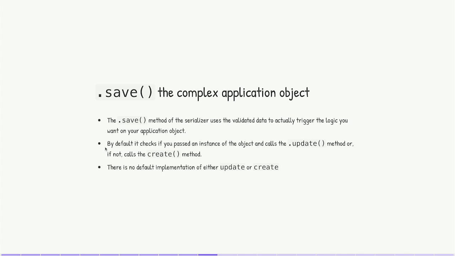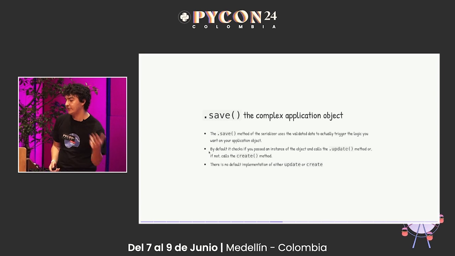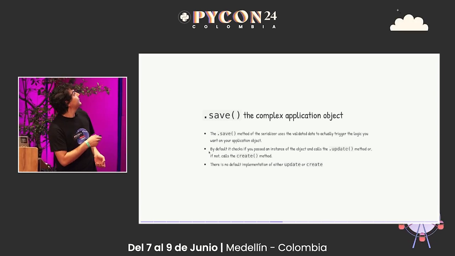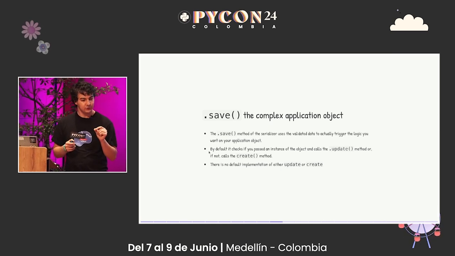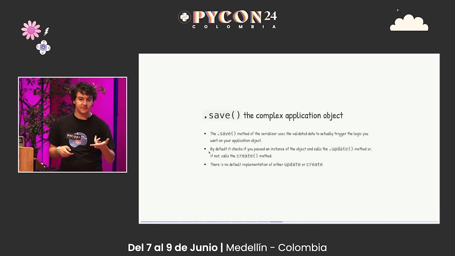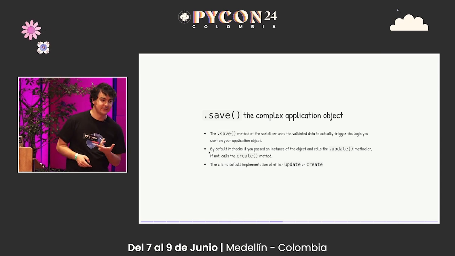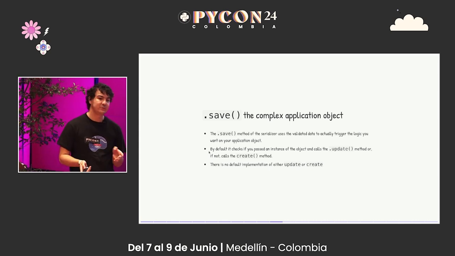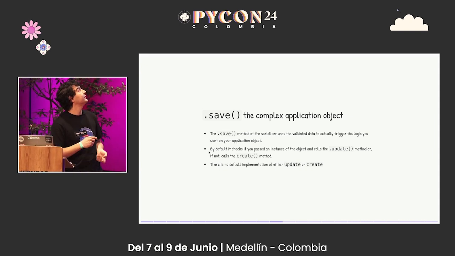And finally, there's the save method. The save method is where you take the validated data and turn it into a complex application object. Once again, usually it would be Django models. When you instantiate the serializer, if you had also passed an instance of the complex object, it will run the update method. In case you had not passed this instance, it would run the create method. The default implementation of the serializer has no implementation of update and create, so you need to add them if you want to, or you can override the save method directly.